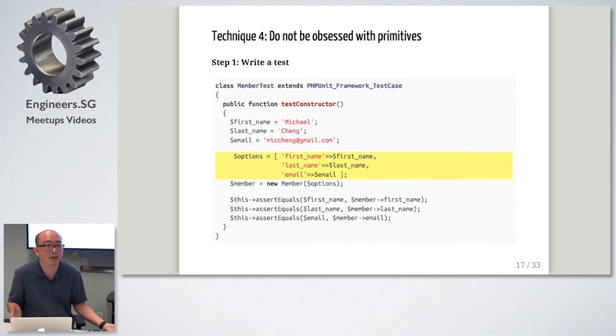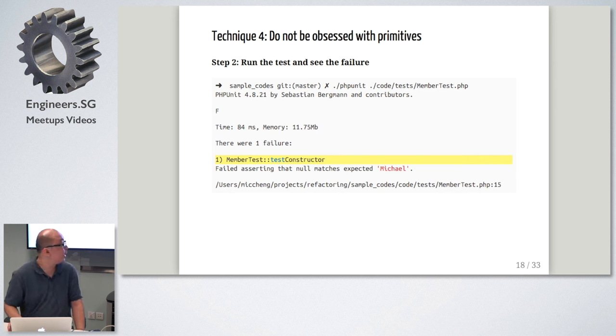We don't have a constructor yet, so the constructor doesn't know what to expect. What would happen in your first run of the test? Yep, it failed, because somehow the first name was not set. So this is the first sign of red. Do not be afraid to see red, because it's a sign that you're doing something right, or wrong. Never mind.